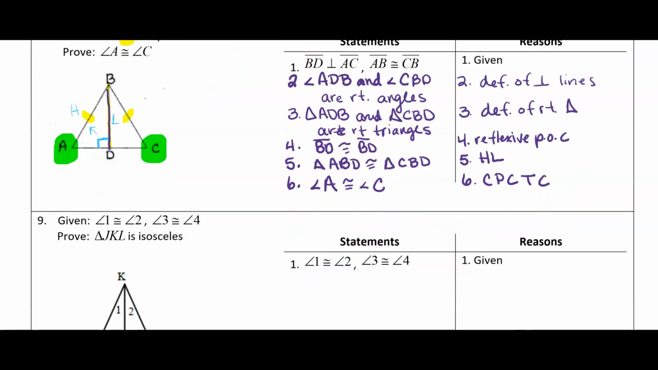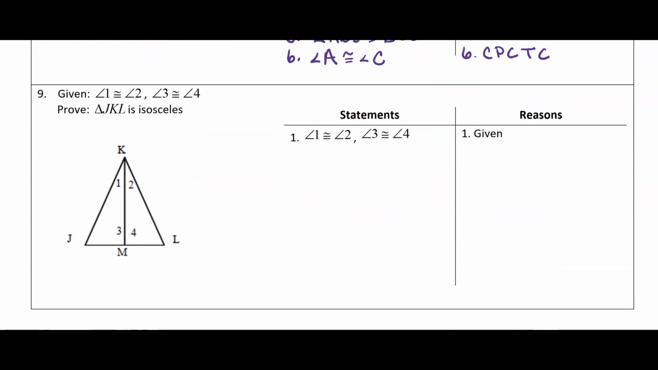Now, the last problem, I encourage you to pause this video and read it and try to see if you can start this one by yourself. Now that you've looked at it, you can see that it's asking us to prove that JKL is isosceles. So what are they really asking us to do? They're really asking us to prove these two legs are congruent.